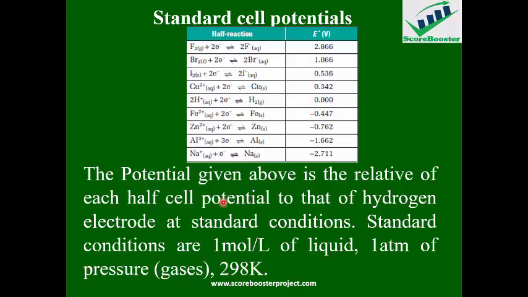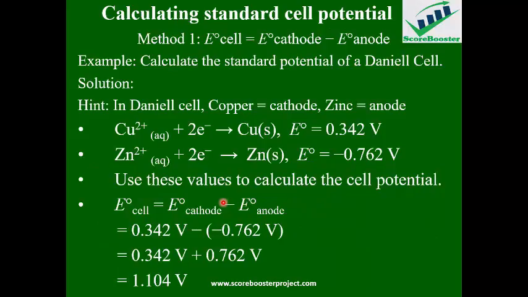So the potential given above is the relative potential of each half cell to that of the hydrogen electrode at standard conditions. Then what are the standard conditions? The concentration is 1 mole per liter. If it is a gas, it's 1 atmosphere or 101.3 kilopascal, and the temperature is 298 Kelvin or 25 degrees Celsius. So let's now do some examples to see if we really understand what we are talking about.